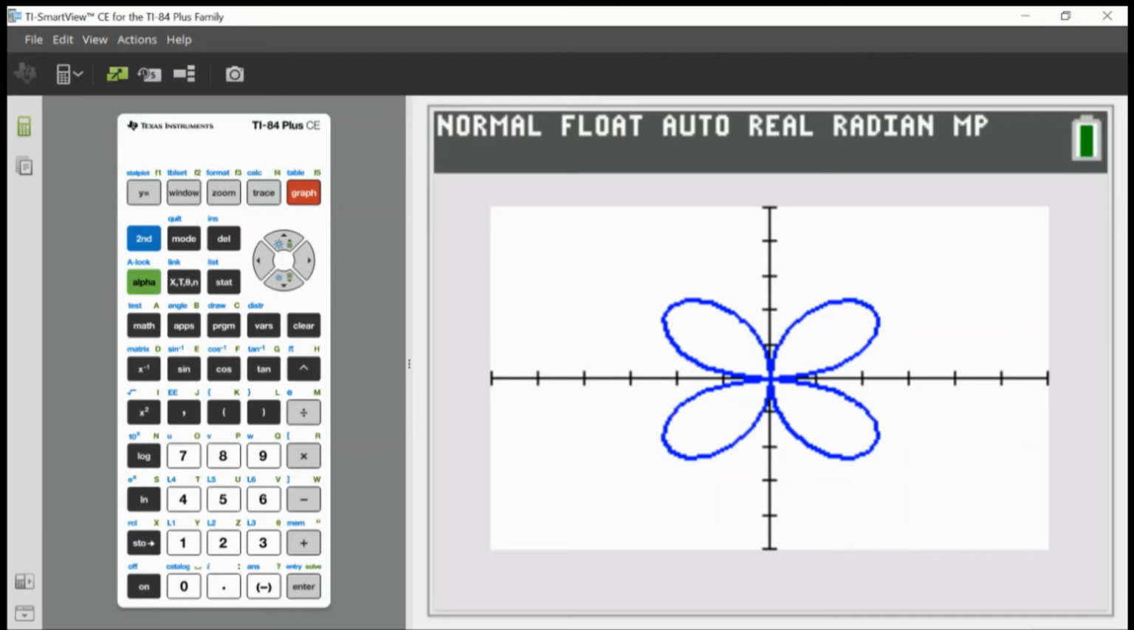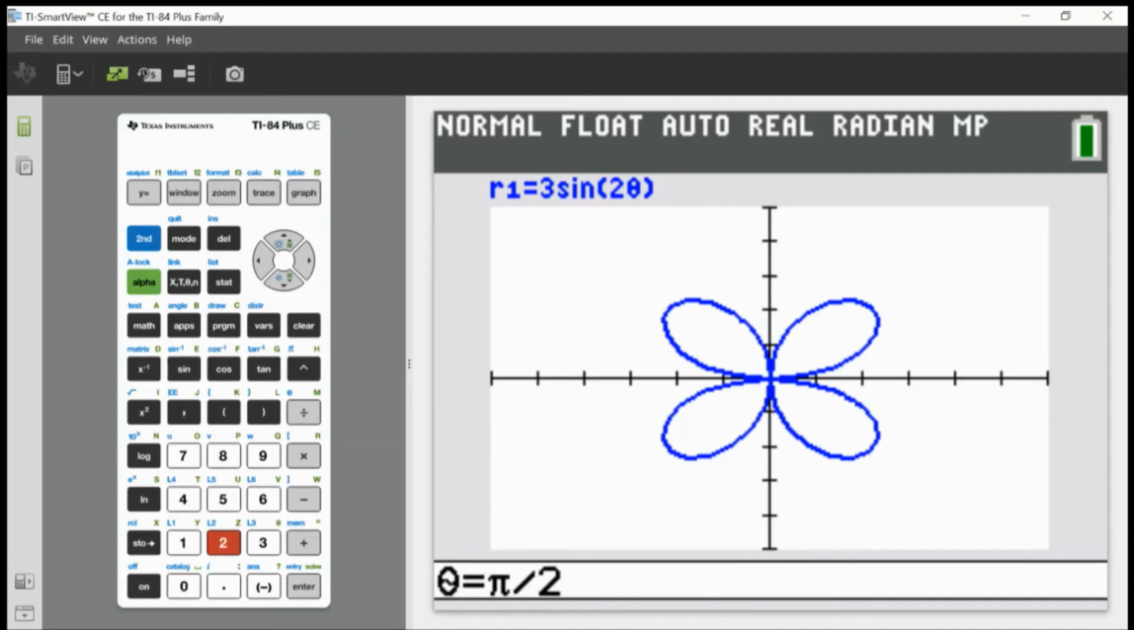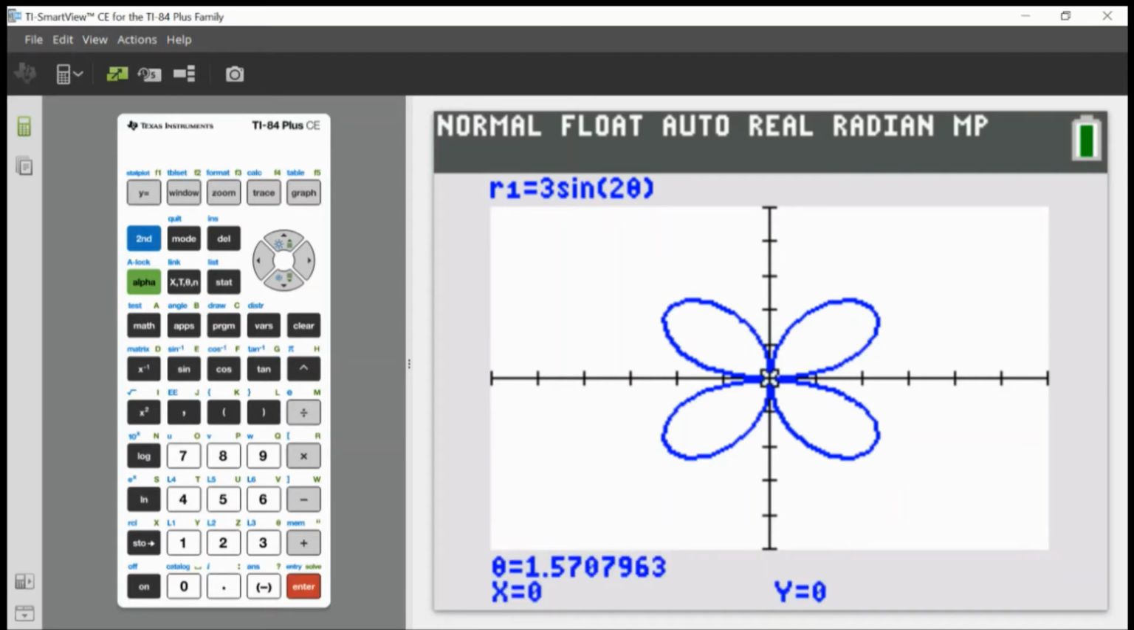So sometimes you can do this on the calculator. For example, here I can trace. When theta is equal to 0, you can see I'm at the pole. If I trace to theta equals pi over 2, I'm at the pole again. So that's actually going to be one leaf.